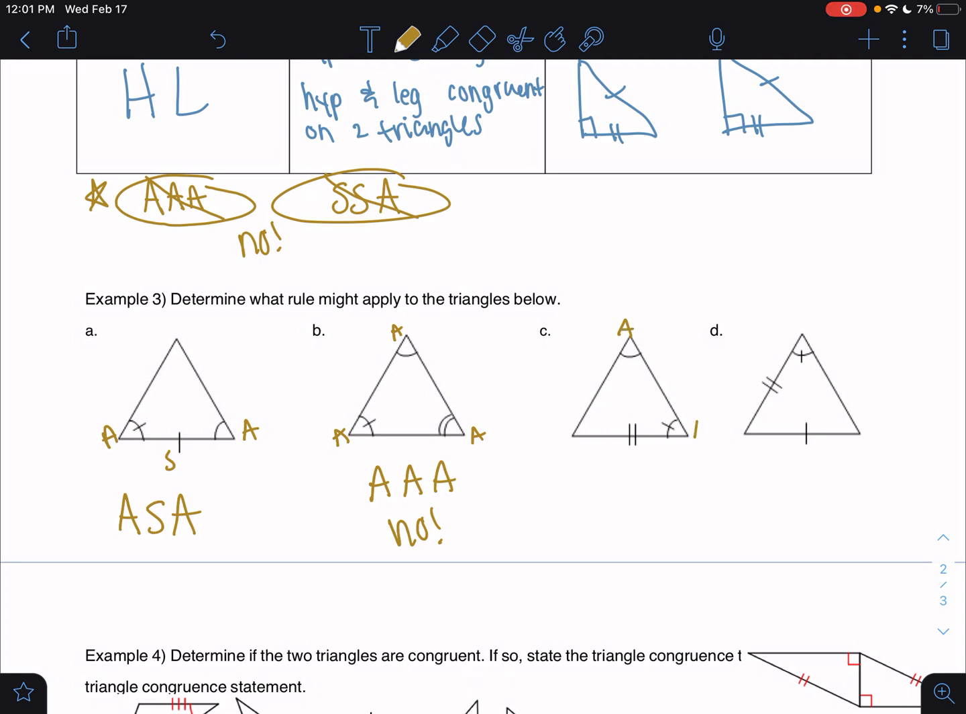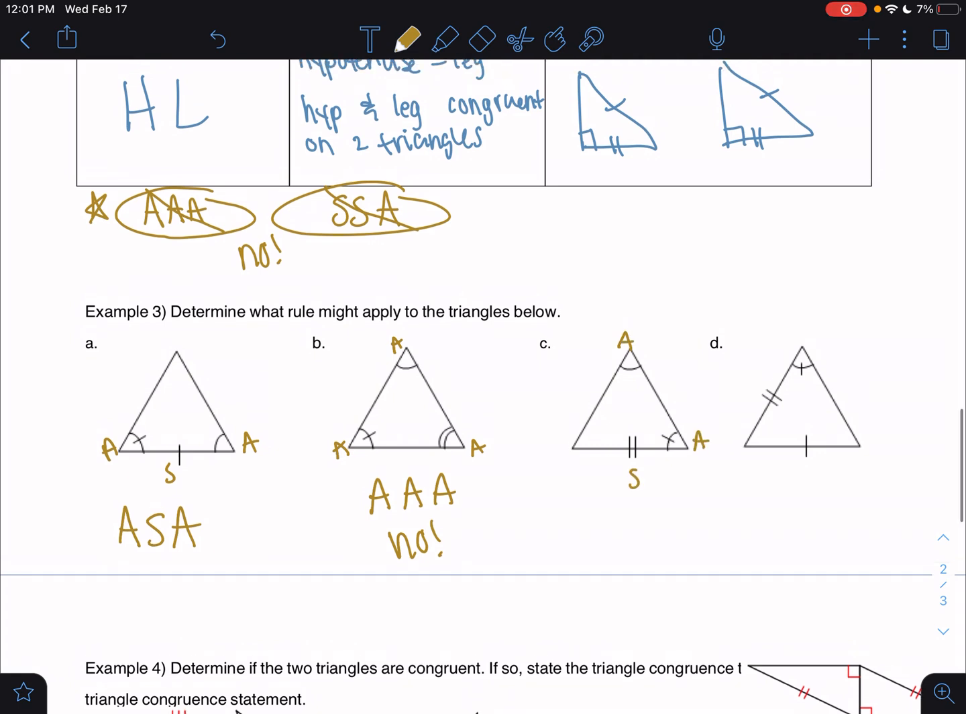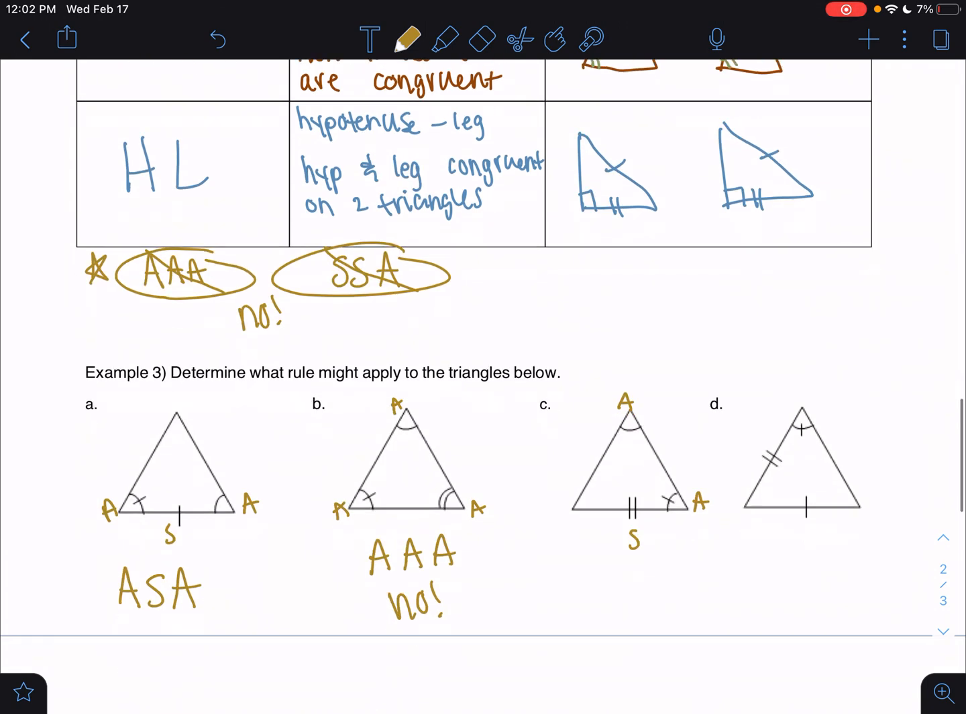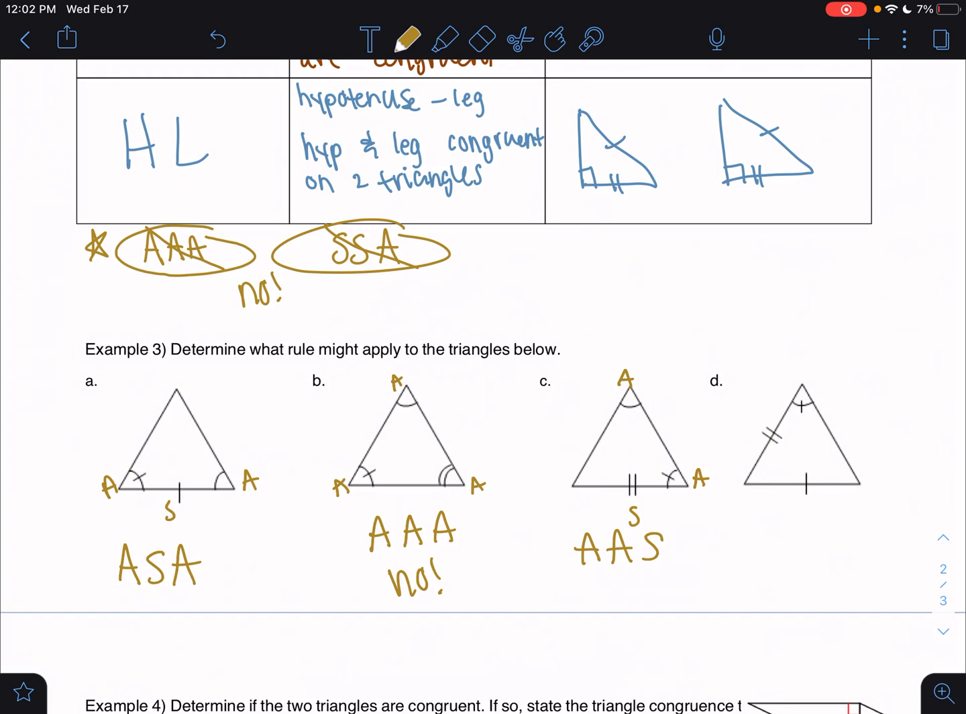Here I have an angle, and a side, but the side is not included. Is that one of ours? Yes. So we can say angle, angle, side. And then finally we have angle, side, and a side. That's one of ours that we cannot use. So the letter order doesn't matter here for this one. We cannot use that one.